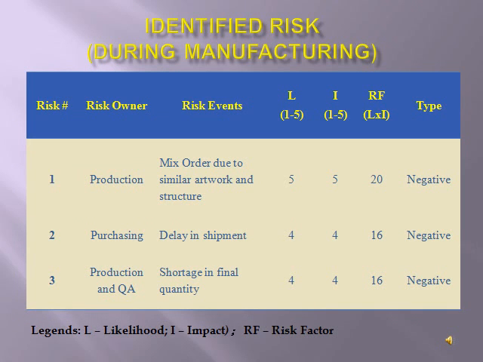As per table shown, 3 major risk events during manufacturing were identified, analyzed, and evaluated. The likelihood and its impact were assessed and given a risk factor for risk ranking. These 3 risk events were mixed order due to similar output, delay in shipment, and shortage in final quantity to be delivered to customer. These 3 major risks were identified as giving negative impact to the company.